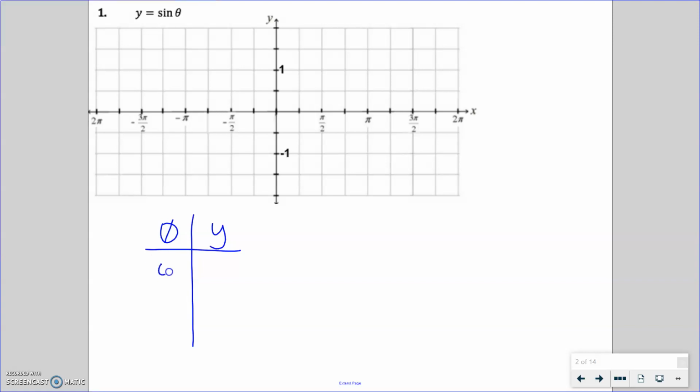So let's say I plug in 0. Basically what I'm finding is what is sine of 0 degrees or 0 radians. So I have my unit circle just off to the side.